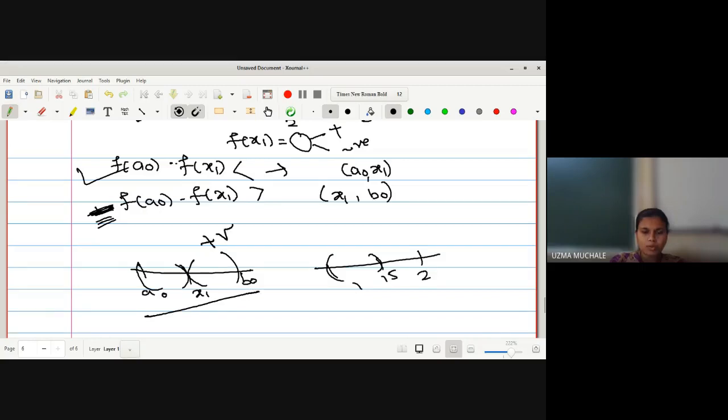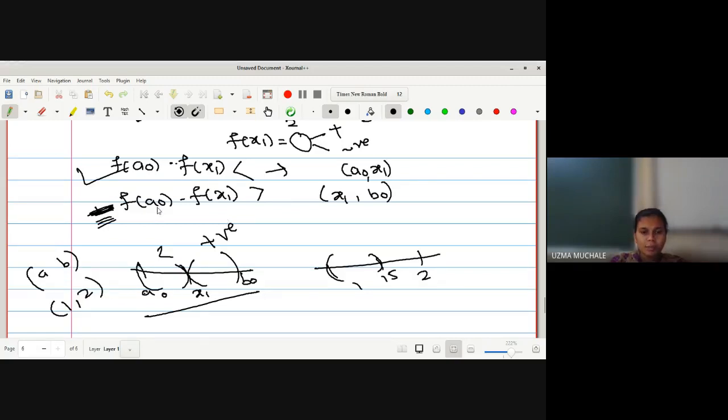If it is positive, the result is positive, that is f of a0 into f of x1. If it is greater than 0, the root lies in x1 to b0. And if it is less than 0, by intermediate value theorem, the root lies in the interval a0 to x1. Why is this so? Initially what we have told, the root lies in a to b, or the root lies in 1 to 2 in the example.